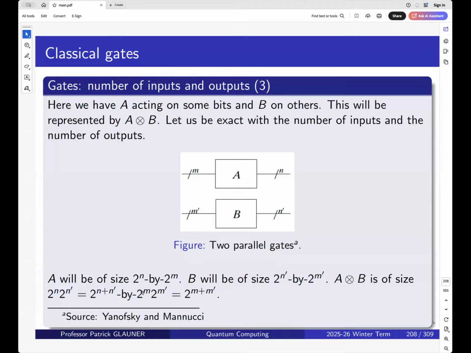And it works the same for the m and m prime many outputs, so 2 to the power of m and 2 to the power of m prime. If you multiply them, you get 2 to the power of m plus m prime. So we see this is actually not too difficult. It's just a generalization of what we did the whole time.